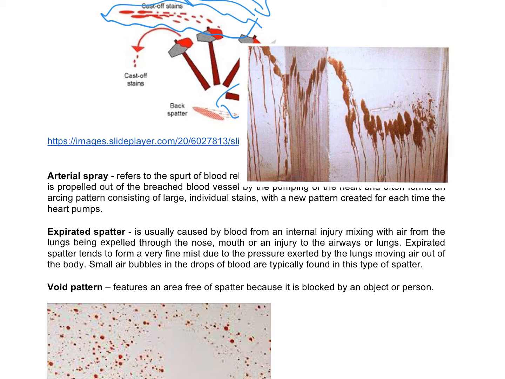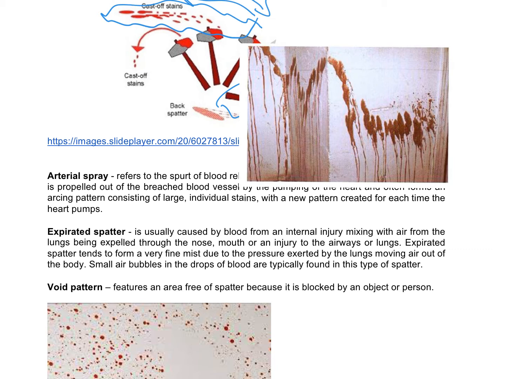Now this is a picture of the arterial spray. You'll notice that there are very big blood stains and it is moving. So that means the victim didn't stay in one location. After being cut, the victim continued to move, and because the vessel is connected to the heart, when the heart continues to pump, the blood will just spray out.